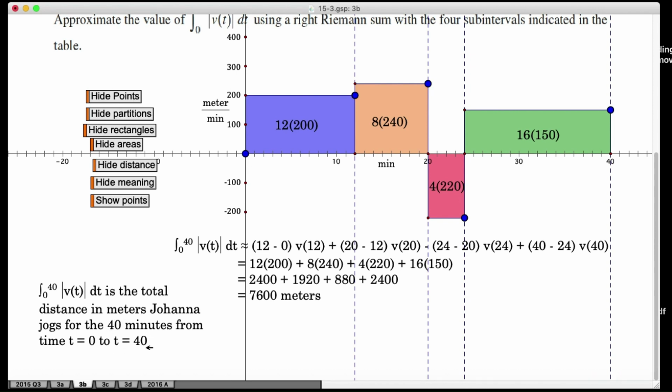Whenever you answer these kind of questions, it's over a certain time interval. Make sure you state the time interval and make sure you include the units. And there's the points we get. We get 1 point for this explanation, and I'll guarantee you got to have the time interval in there. Okay, you got 1 point for using right Riemann sums. That means basically that the heights were 200, 240, 220, 150, and then 1 point for the approximation.